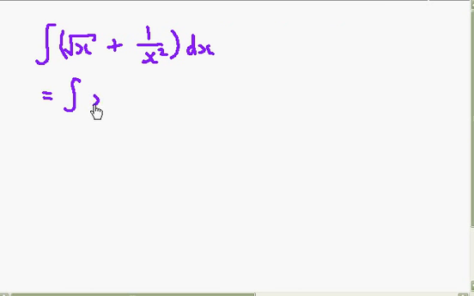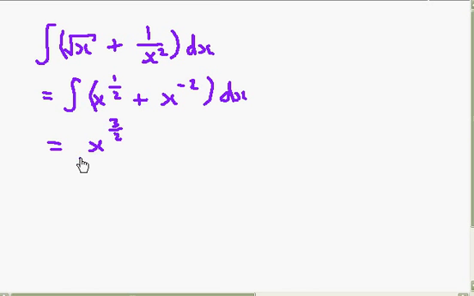So first of all, we could rewrite this integral as x to the half, because that's the square root of x, plus x to the minus 2 dx. So I add 1 to the index, add 1 to the power, divide by the new power. I add 1 to the power and divide by the new power. Watch out with negative indices here. Plus c. I won't forget it this time.